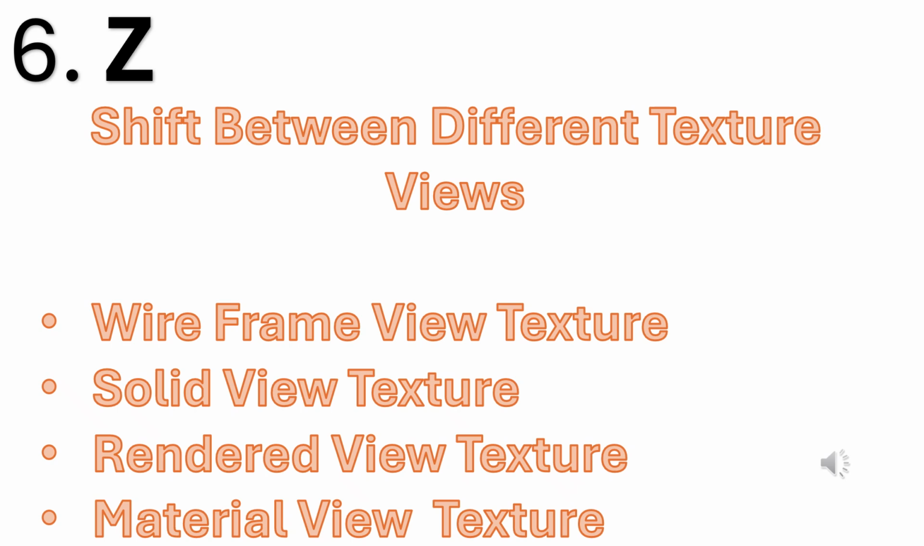Z is used to shift between different view textures. There are 4 view textures, which are wireframe view, solid view, rendered view, and material view.